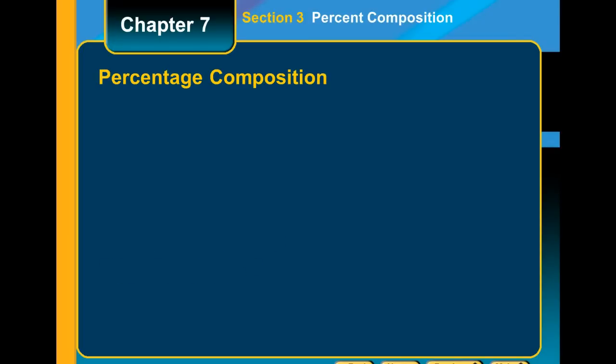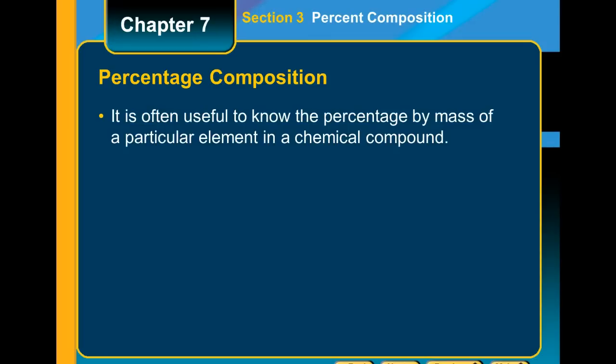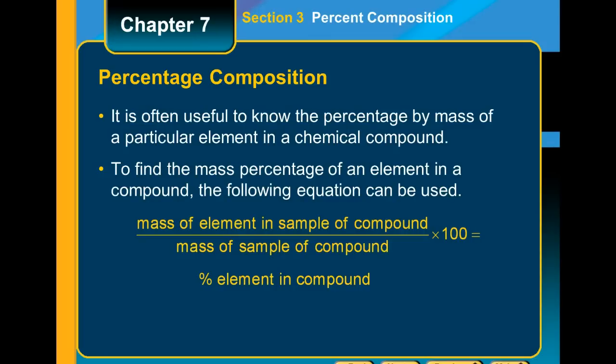Percent composition is uniform in every sample that is the same substance. So if you have CO2, you always know that it's going to have the same uniform makeup. How you find percent composition is you take the mass of the element or the sample and you divide by the whole compound times 100.